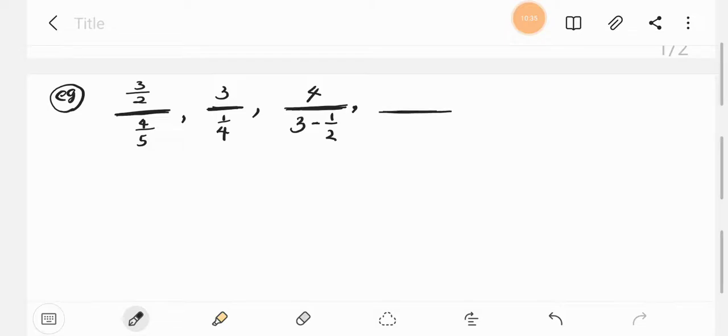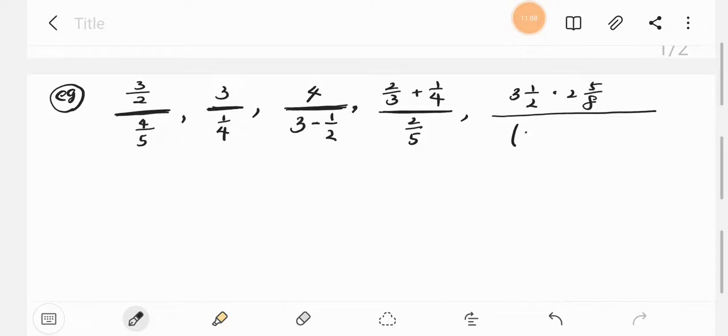How about this? Here's the main fraction bar, and then 2/3 plus 1/4, and the denominator is 2 to the 5th power, 2/5. Still there are fractions in the numerator or the denominator. How about this? Let's make it more complicated. So 3 and 1/2 times 2 and 5/8. And the denominator contains 4 and 2/3 divided by 3 and 1/5, something like this. So this is also a complex fraction. A complex fraction is one where either the numerator or the denominator or both have a fraction.